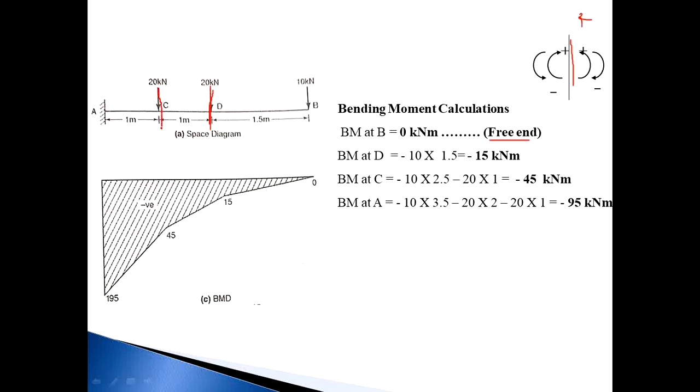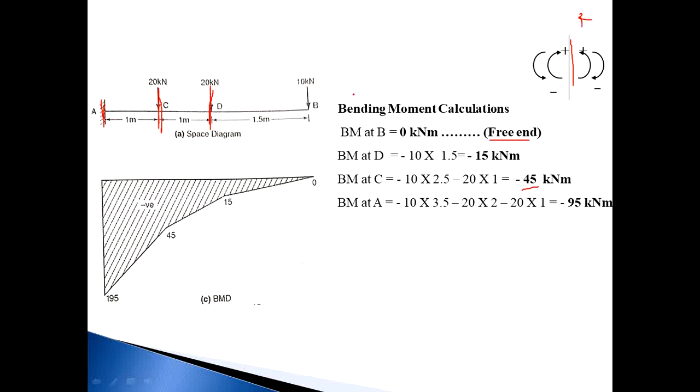Mark a section at point C and consider the right side. The number of forces now is 2, that is 10 and 20, and both forces generate a clockwise moment with respect to C. So both moments are considered minus. So minus 10 into perpendicular distance from C to B, which is 2.5, and minus 20 into 1, that is minus 45 kilonewton meter. Then move towards point A.